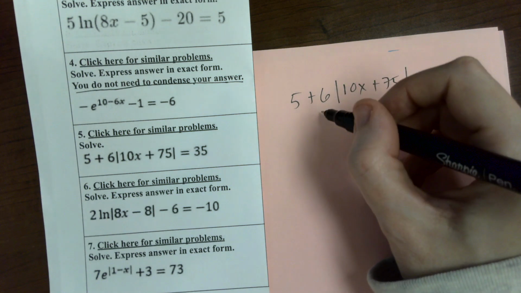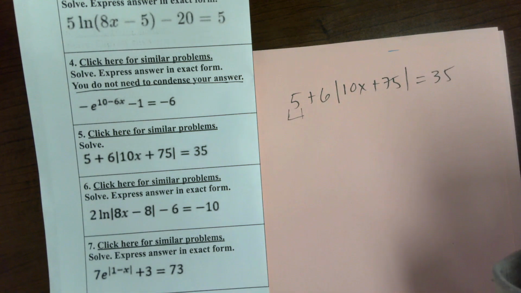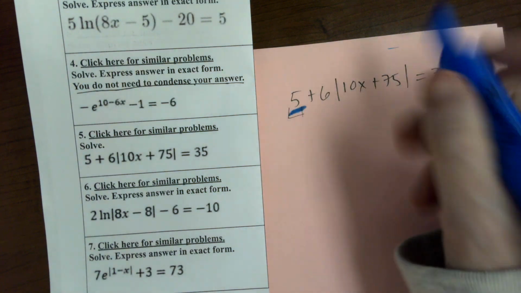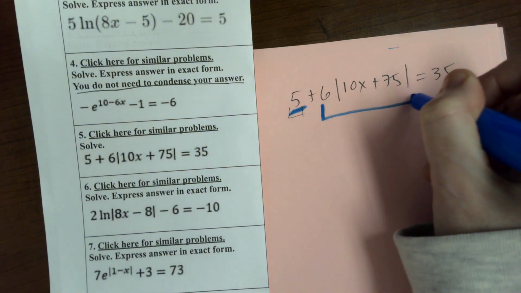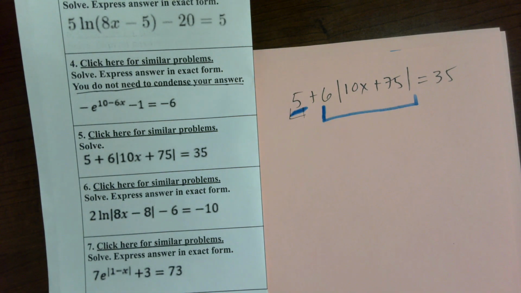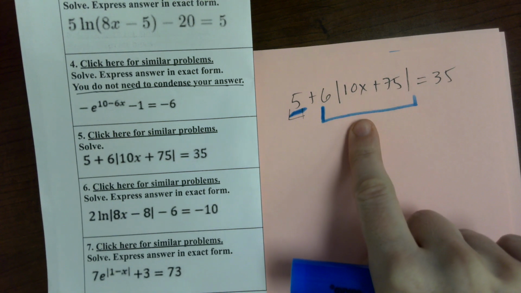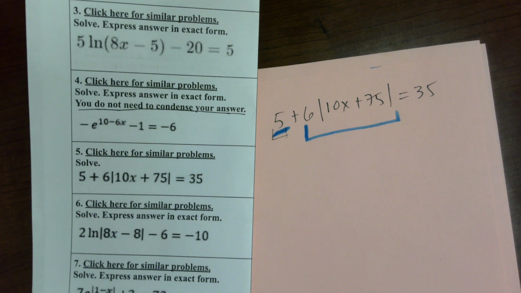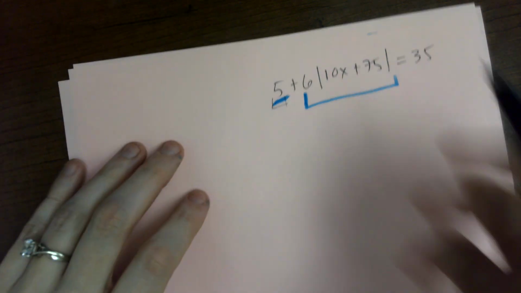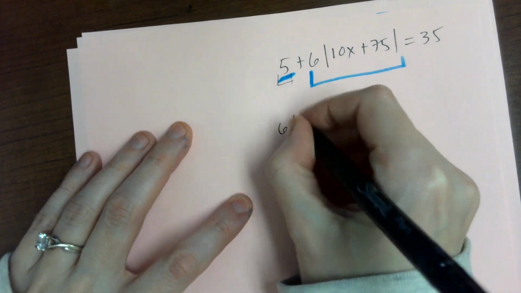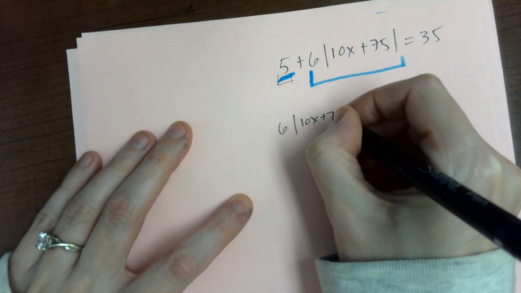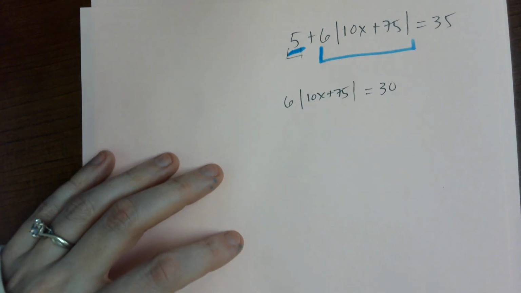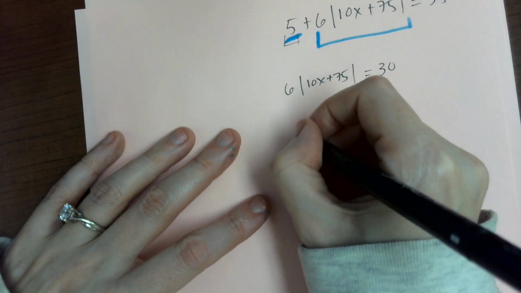The 5 is a term in and of itself, and then this is a term as well. So the 6 is part of the absolute value term. So we're going to have to subtract 5 first and then divide by 6. So if I subtract 5, then I get this. And then I divide by 6.